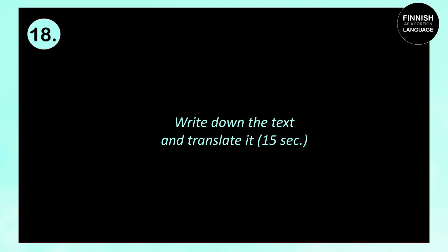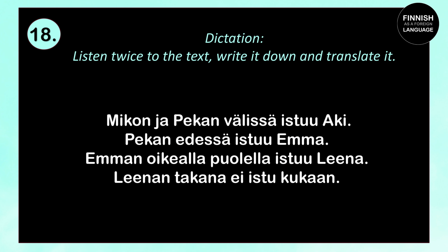So let's go quickly through the text. Mikon ja Pekan välissä istuu Aki means Aki is sitting between Mikko and Pekka. Pekan edessä istuu Emma means Emma is sitting in front of Pekka. Emman oikealla puolella istuu Leena means Leena is sitting on the right side of Emma. And then Leenan takana ei istu kukaan means nobody is sitting behind Leena.